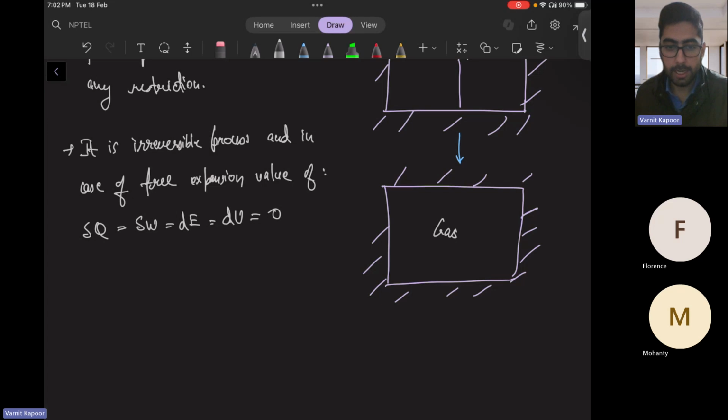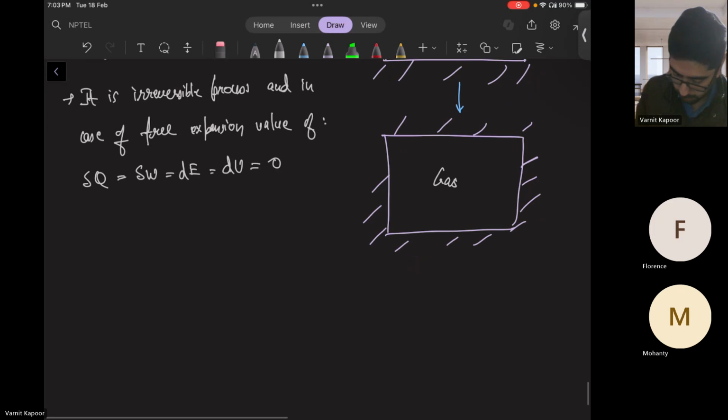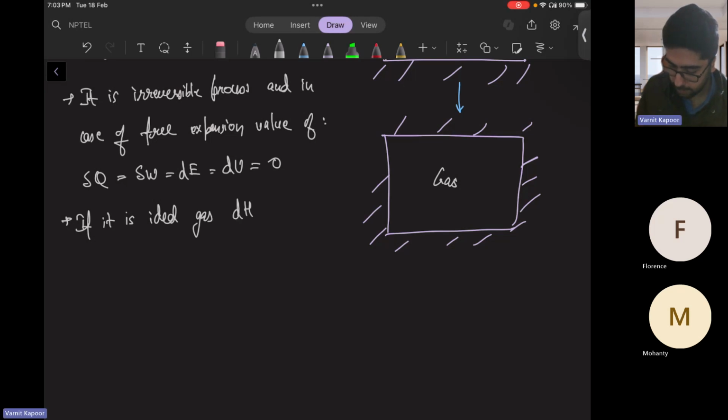Also, if the gas is an ideal gas, then dH, the enthalpy change, will also be zero, because enthalpy is a function of temperature for the ideal gas. Then dH is also zero.